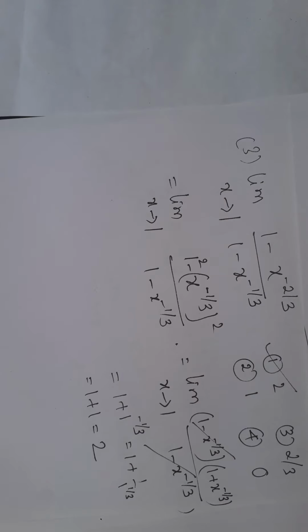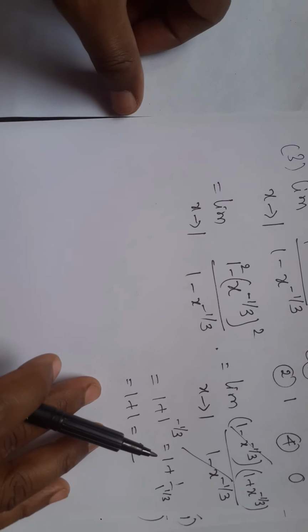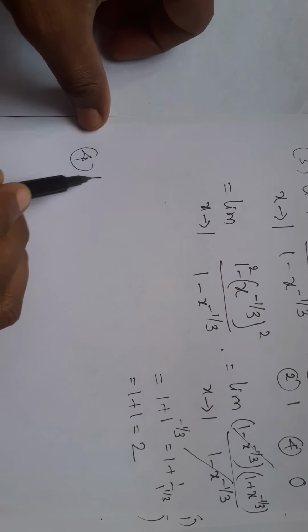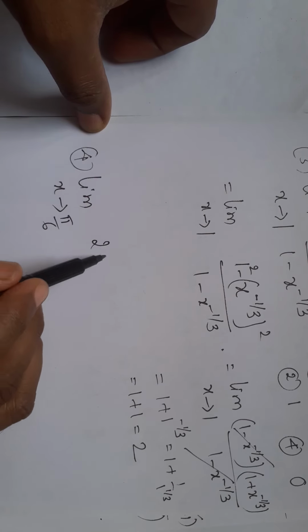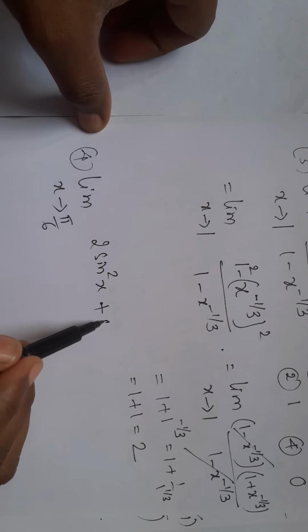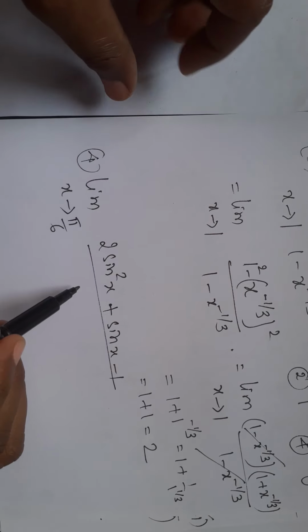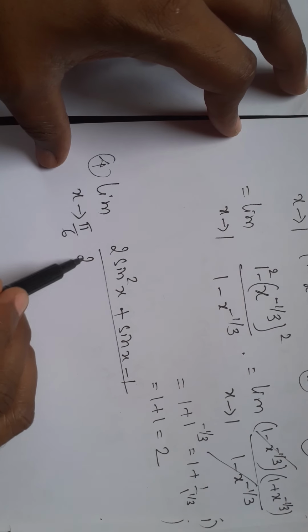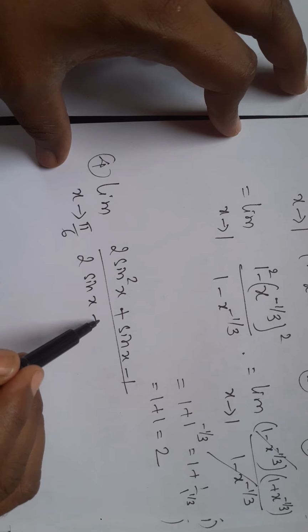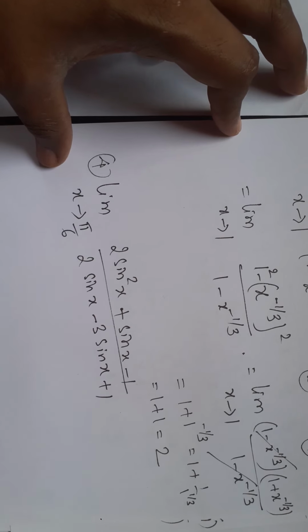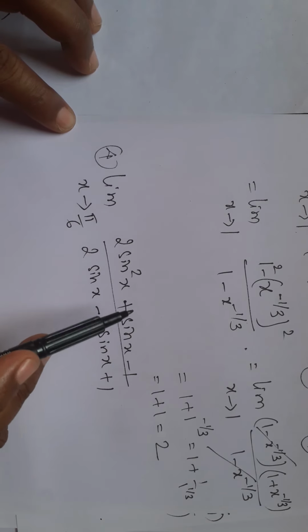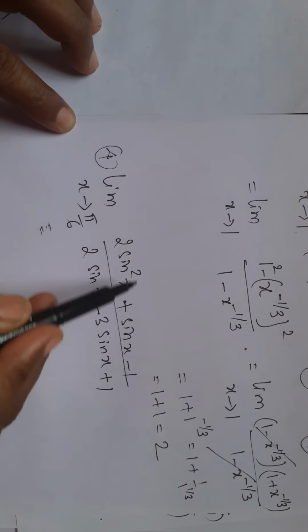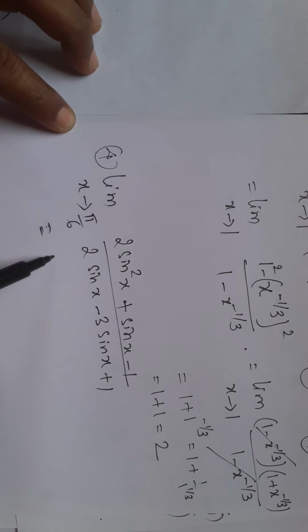Here is one question. This also we can think of with both factorization and LHL. So I'll give the question. Limit as x tends to pi by 6, the function is 2 sine square x plus sine x minus 1, divided by 2 sine square x minus 3 sine x plus 1. Here also we can apply the LH rule or factorization. Since it is a quadratic expression, factorization is easier. So I'll just factorize this. Limit as x tends to pi by 6.